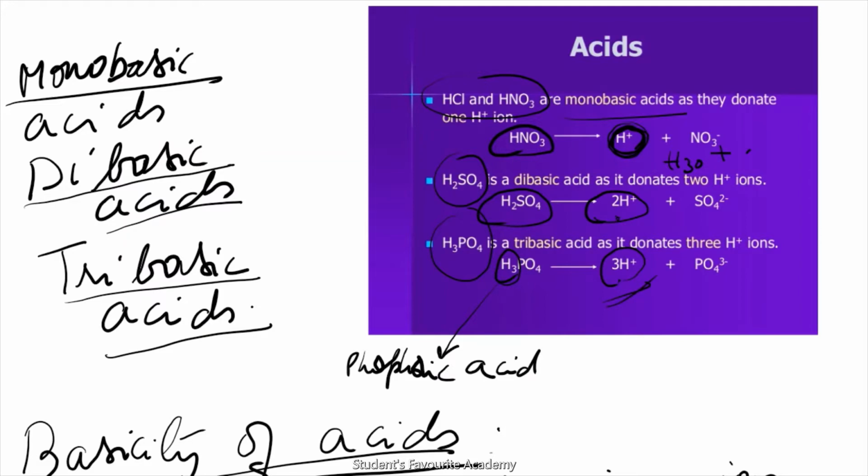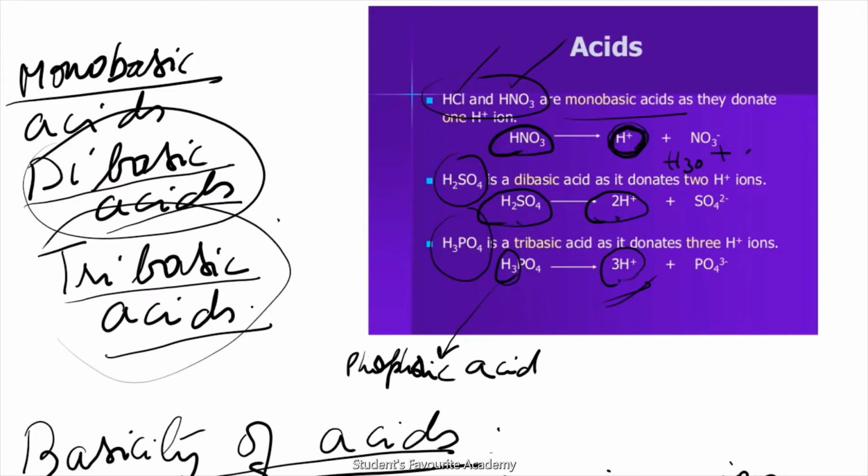So is it clear? Monobasic acids produce one H+ ion per molecule, thereby producing one hydronium ion per molecule in aqueous solution. Such acids are called monobasic acids. The examples are hydrochloric acid and nitric acid. Dibasic acids are those which produce two hydrogen ions per molecule of the acid, thereby generating two hydronium ions per molecule. Such acids are called dibasic acids. And tribasic acids produce three hydrogen ions per molecule, thereby generating three hydronium ions per molecule.